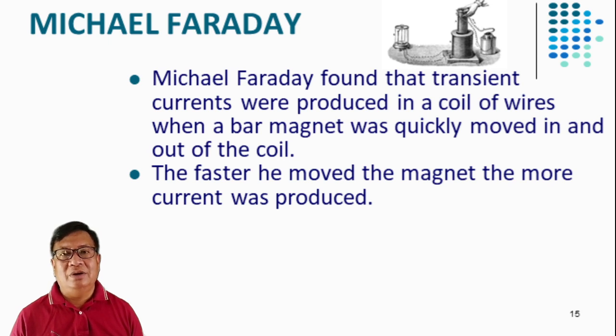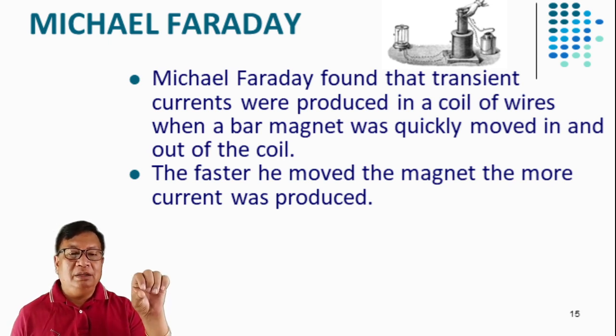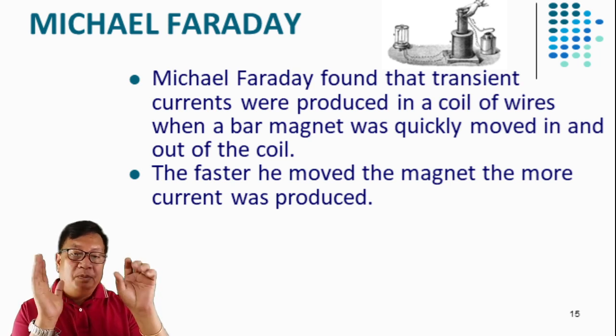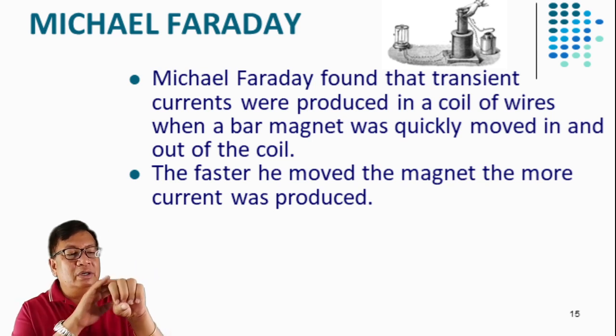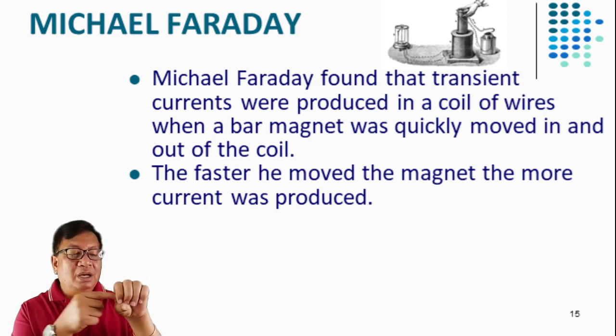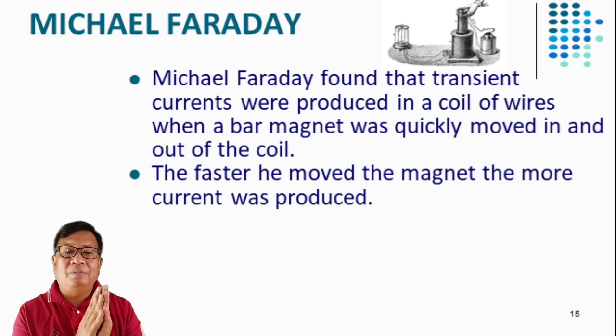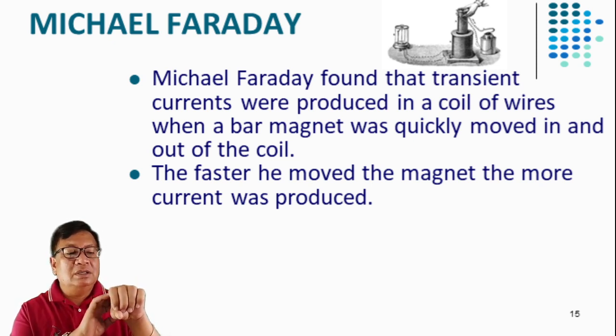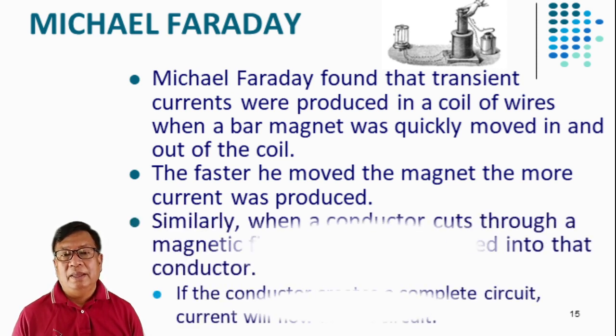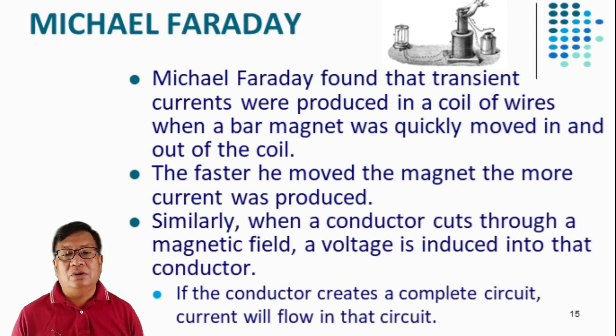Okay, so klaro ito, no? So ibig sabihin, ito pong magnet, if there is no motion between these turns of conductor coil and this magnet, kung wala po itong motion, ay wala pong mangyayari, no? So kailangan mayroong motion, itong magnet natin, papasok natin in and out, there is an induced current here in this coil, or in this turns of conductors. Okay, similarly, when a conductor cuts through a magnetic field, a voltage is induced into that conductor.